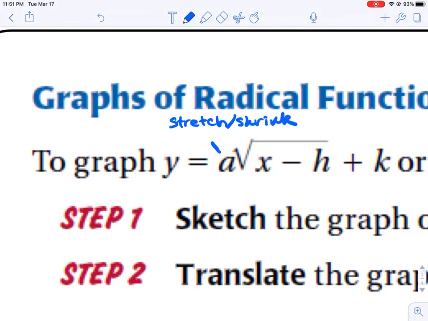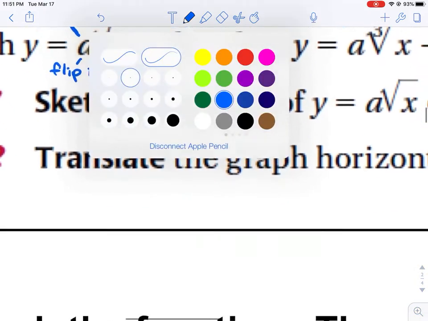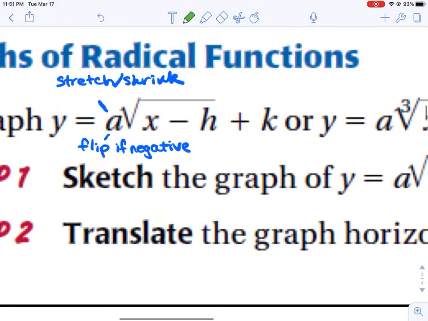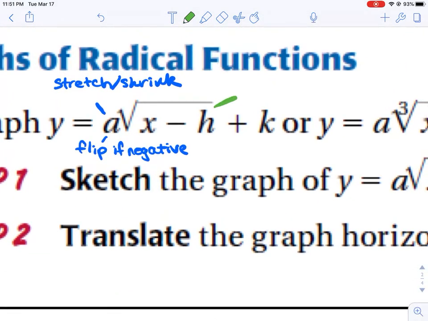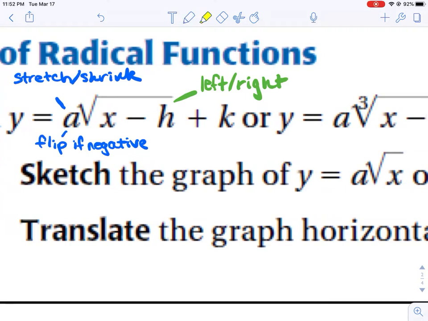And actually, I don't even care about the stretching and shrinking. I'm not going to test you on that. Really what I care about is it flips it if it's negative. Flip if negative. Okay, so it will flip that over. The h, so notice h is inside the square root or the cube root. H is going to move left or right, and it will be backwards. So if h is negative, it's going to move right. If it's positive, it will move left.